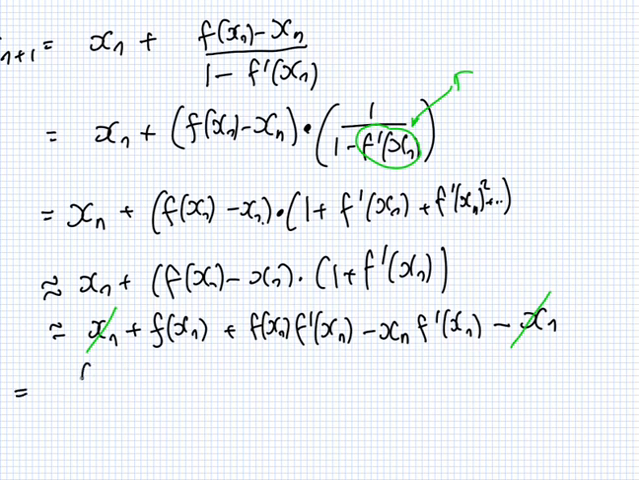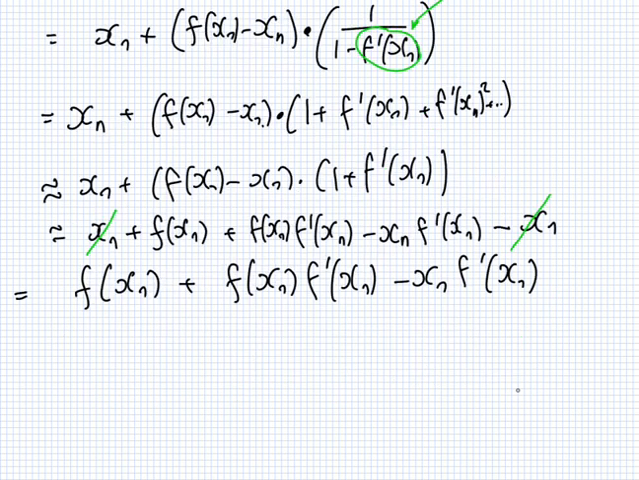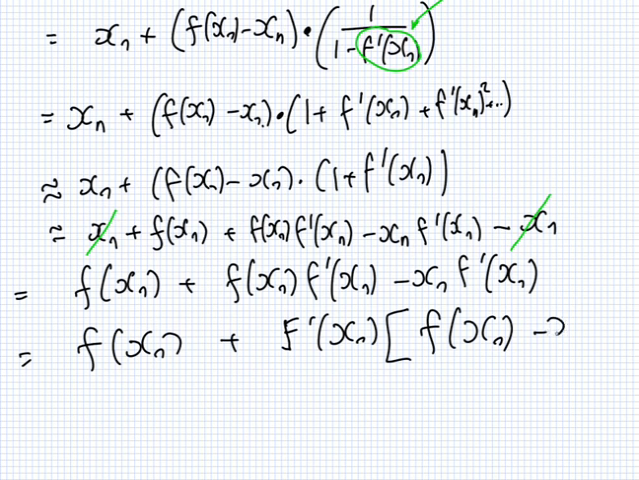So this equals f(xn) plus f(xn) f'(xn) minus xn f'(xn). Now what I can do next is take the derivative out, and I'm just left here with f(xn) minus xn.